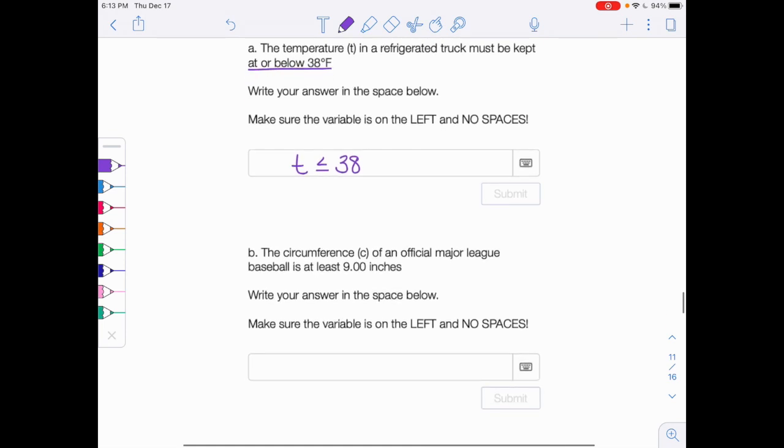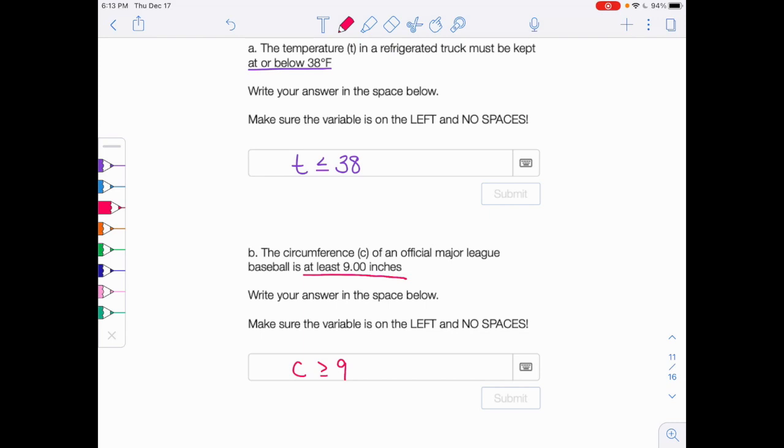Second one here says the circumference of the Major League Baseball is at least 9 inches. Remember, at least is greater than or equal to. I like to think of that amusement park example, right? You must be at least 48 inches to ride the Ferris wheel.